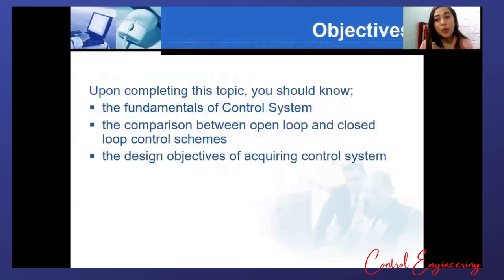Okay, so these are our objectives for this class. Upon completing this topic, you should know the fundamentals of control systems, the comparison between open loop and closed loop control schemes, and the design objectives of control systems.